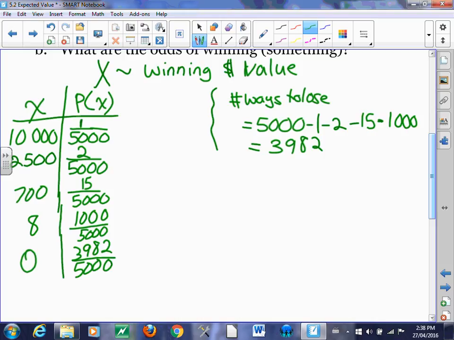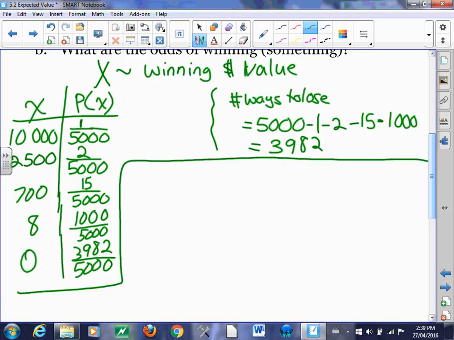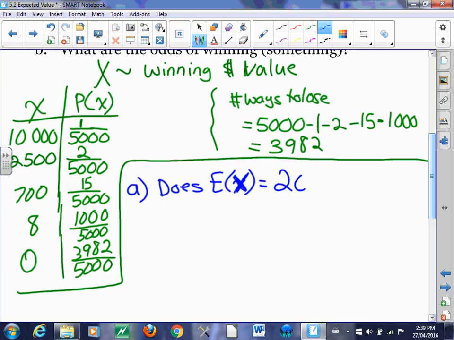Okay. All right, so we had to do that just to get our probabilities, so now we can actually do part A, which says, is this a fair game? Okay, so for our fair game, we want to know, does the expected value equal, sorry, that can be a capital X. Does the expected value equal $20? I'm predicting not. Okay, because otherwise the lottery wouldn't do it because they need to make money.